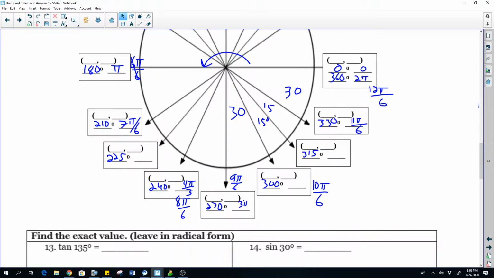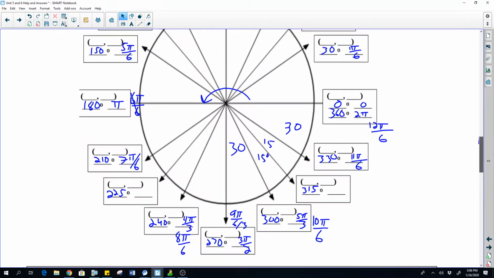This one reduces to 3 pi over 2, sorry, because divide by 3, divide by 3. 9 divided by 3 is 3, and 6 divided by 3 is 2. 10 pi over 6, divide by 2, reduces to 5 pi over 3, divide by 2, divide by 2. And then 11 pi over 6, then 12 pi over 6.